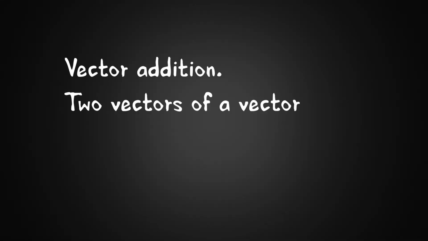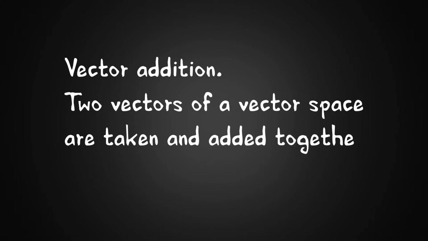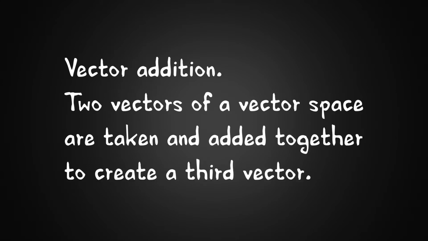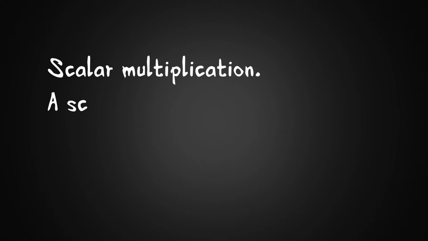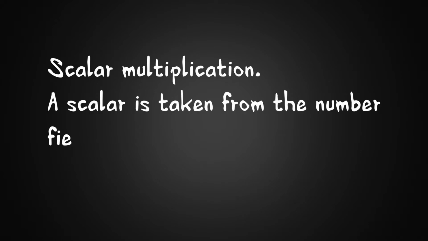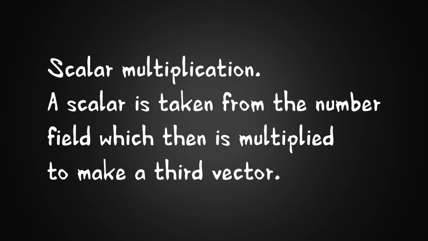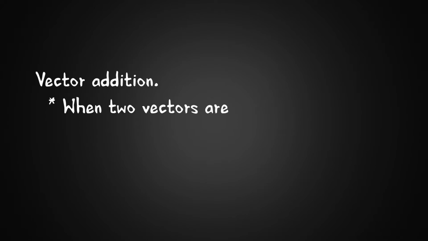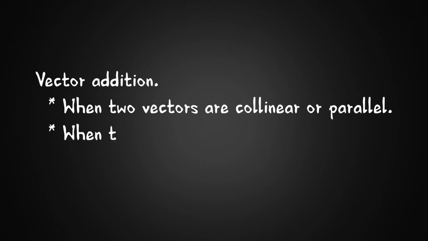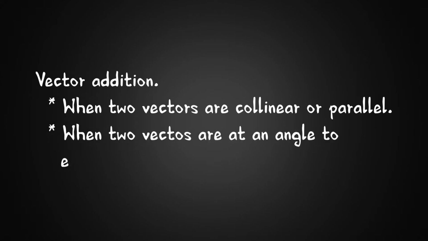Vector addition is when two vectors of a vector space are taken and added together to create a third vector. In scalar multiplication, a scalar is taken from the number field, which then is multiplied by a vector to create a third vector. Now, with this knowledge, we'll start vector addition. Vector addition is of two types. Number one, when two vectors are collinear or parallel. Number two, when two vectors are at an angle to each other.